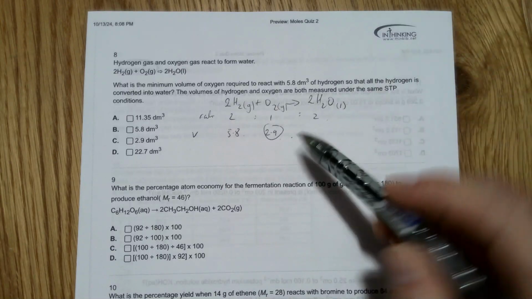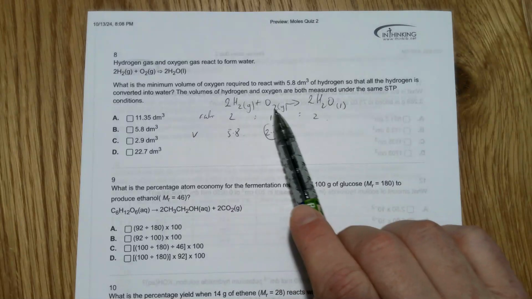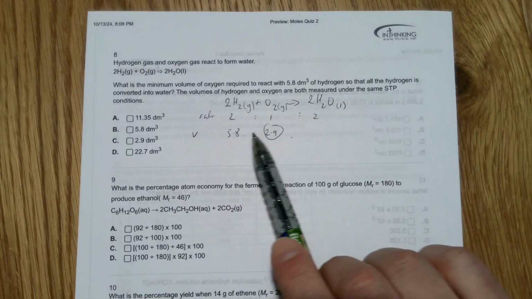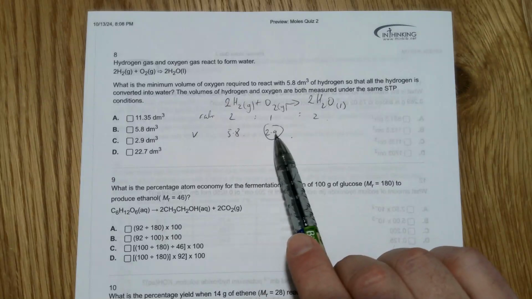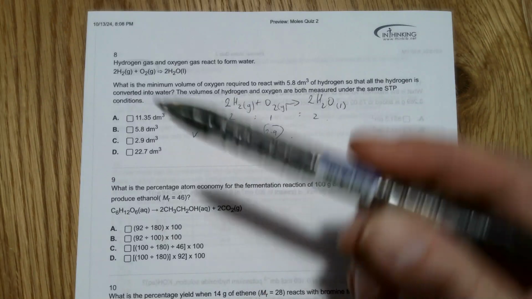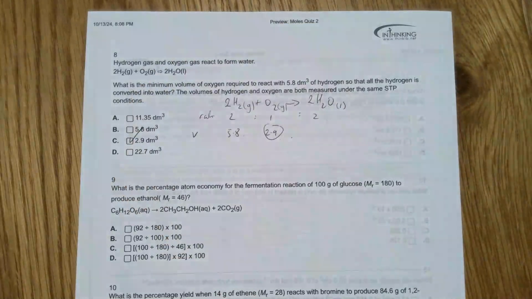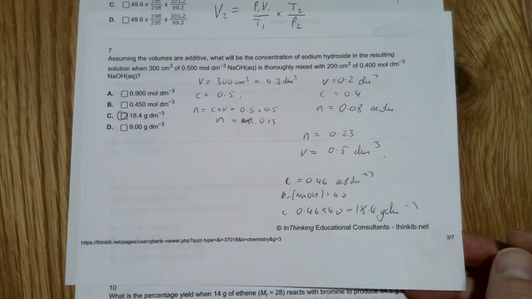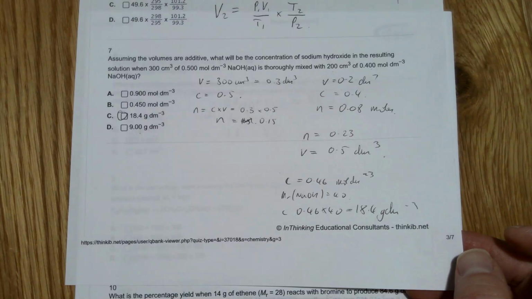This question was relatively straightforward. It's a 2 to 1 to 2 ratio here. You start with 5.8, so it's a 2 to 1 ratio. Divided by 2, it's 2.9. That's that one. If you need me to go back over question 7, there's my working out. You can pause it and have a look at that. If you want me to go through that again because I've forgotten to record it, or I've hit pause or something, let me know.